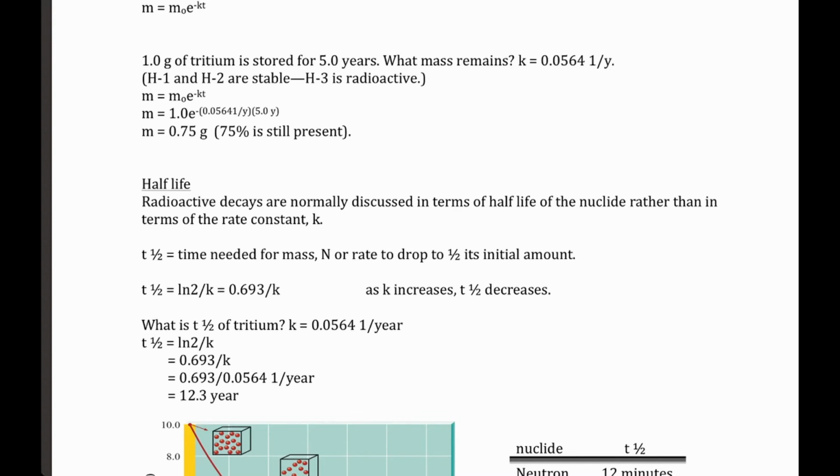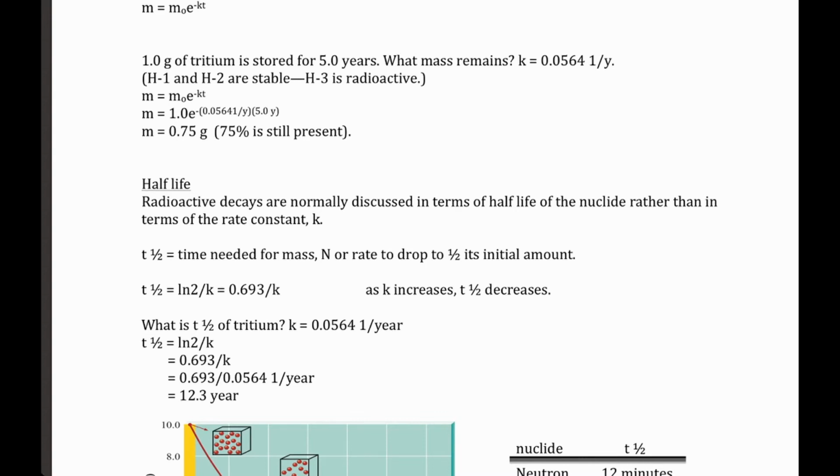Okay, so we use the equation m equals m naught e to the minus kt. Putting in our values, we have m equals 1.0 times e to the minus 0.0564 1/year times 5.0 years. So we get that the mass is 0.75 grams. That's the amount remaining, or we could say 75% is still remaining.